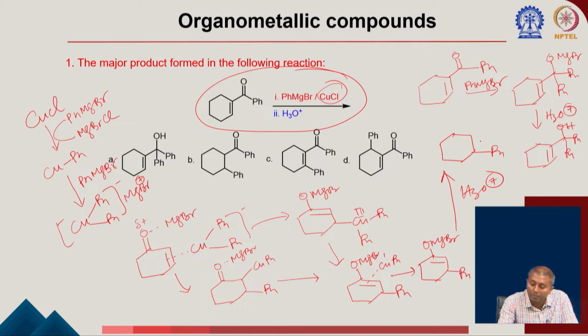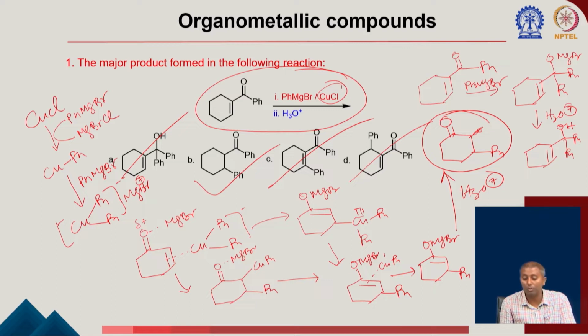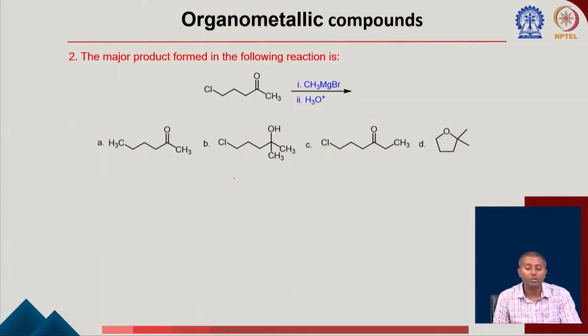I think this mechanism is already given in the lecture notes, so please go through that. You will end up going for a 1,4 addition. This cannot be the right answer. The answer B is correct, and neither C nor D is the correct answer. So you get the corresponding 1,4 addition product, and throughout this lecture I am going to discuss this 1,4 addition again and again, with the same mechanism happening in every single case.